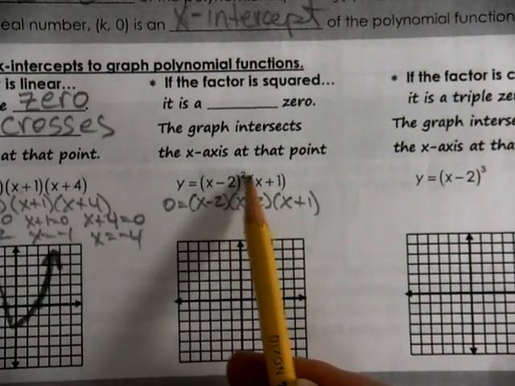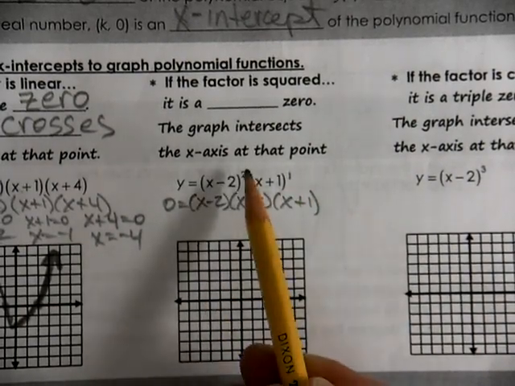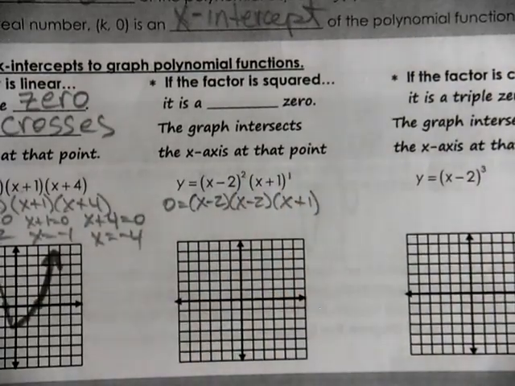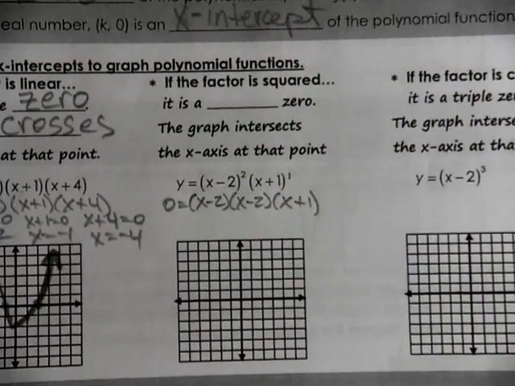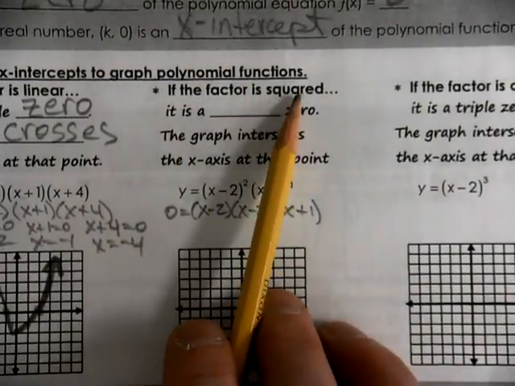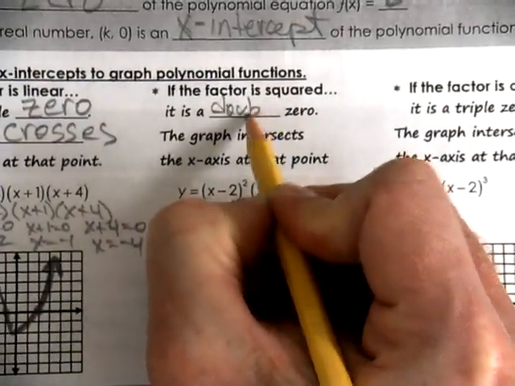Notice how this has a square there. This binomial is to the first power. You can add those together to see that it would be a cubic. Different ways to do that. So what we're noticing is that one of our factors is squared. That means it's going to be a double zero.